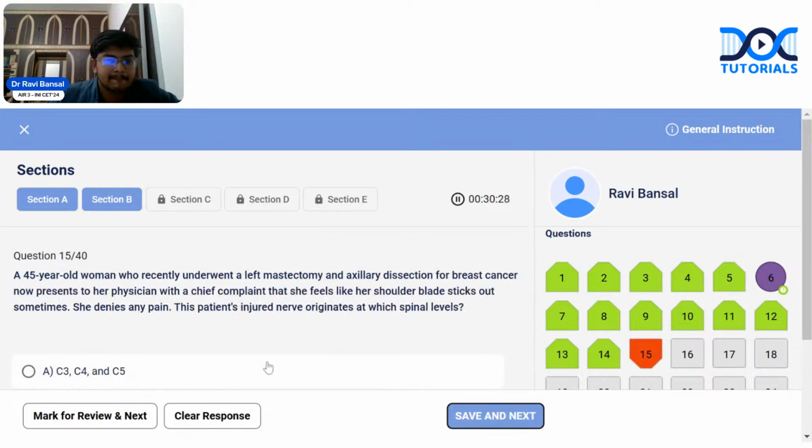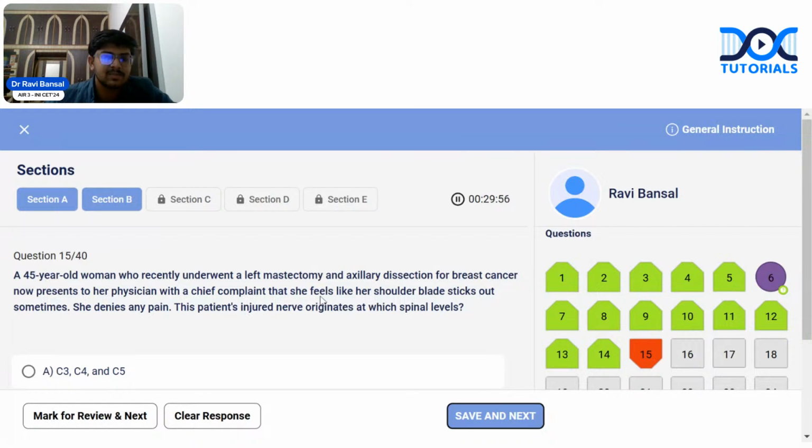except. This patient's injured nerve originates at what spinal level? Okay, so a 45-year-old woman who recently underwent a left mastectomy and axillary dissection for breast cancer now presents to her physician with chief complaints. She feels her shoulder blade, scapula, sticks out sometimes. So they have given winging of the scapula. She denies any pain. There is a history of mastectomy plus winging of scapula. So this is a first year anatomy question. There is a long thoracic nerve injury while doing the mastectomy, while doing the axillary dissection.